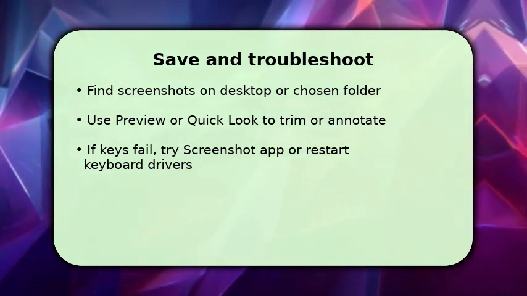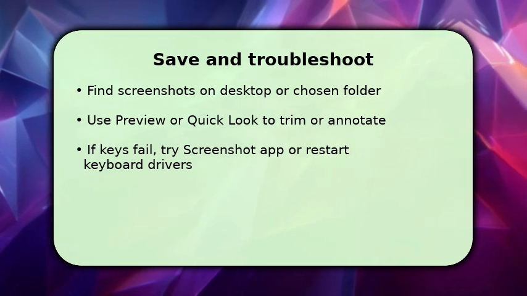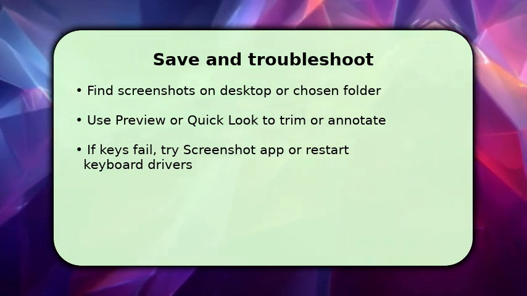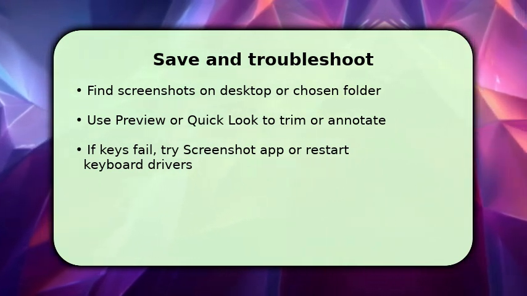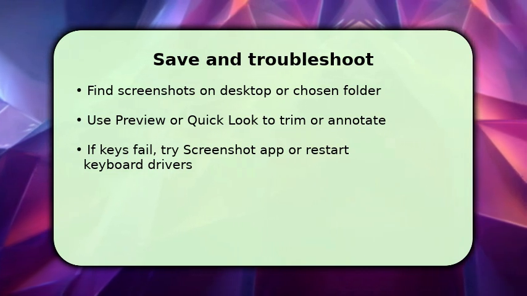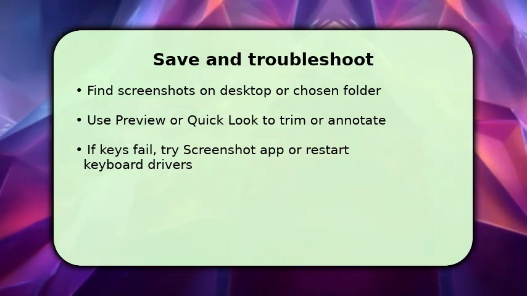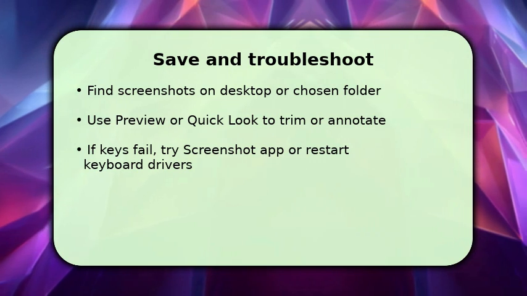If the file didn't save, check permissions for the save folder and ensure enough disk space. If keyboard shortcuts don't work, open the Screenshot app from Utilities or System Settings to run captures and make sure shortcuts are enabled. If still broken, reboot or reconnect your keyboard.